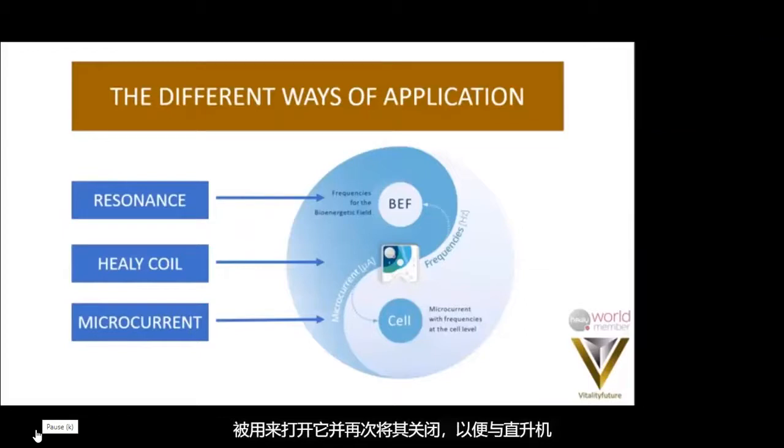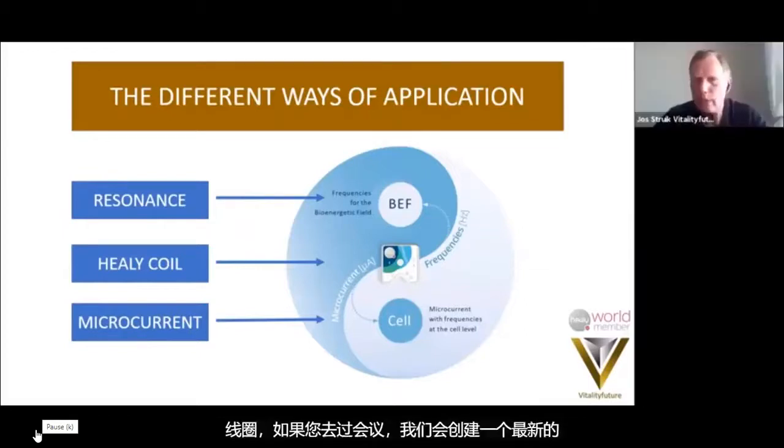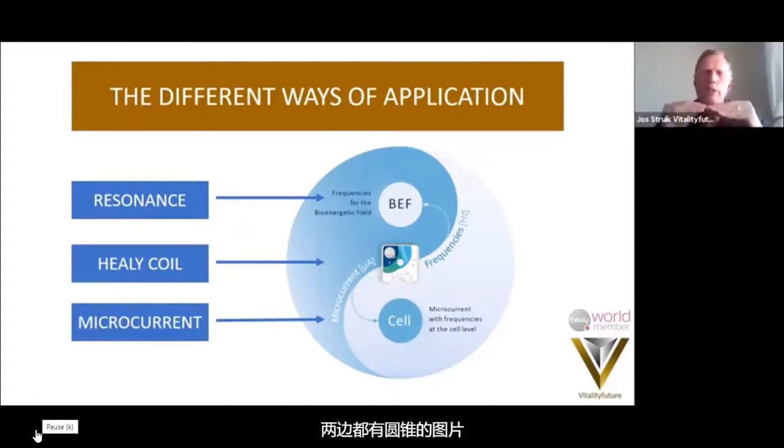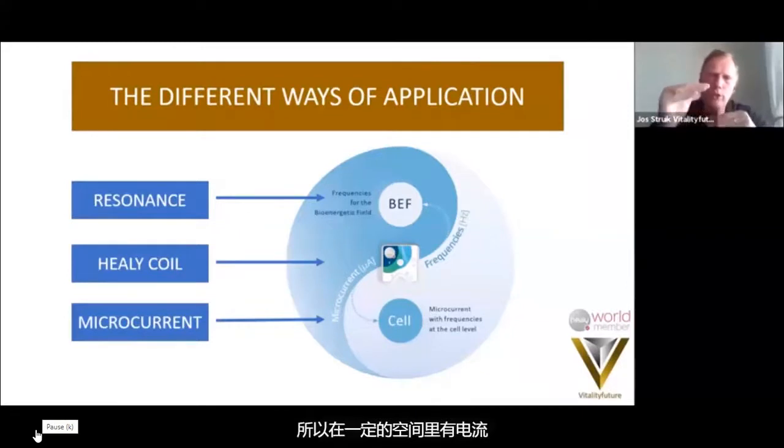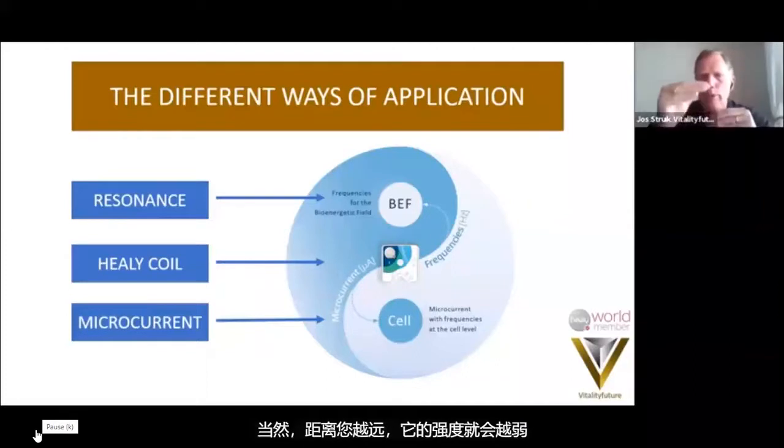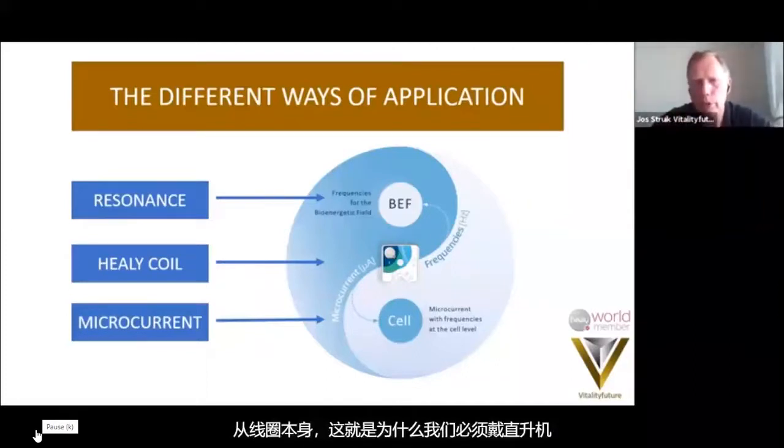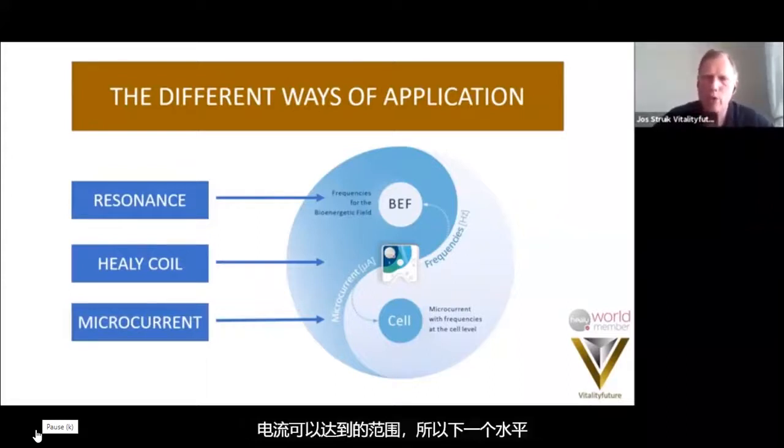So with the Healy coil, we create a current. If you have been to the meeting this week, the Tuesday meeting with Marcus, you saw a picture with a sort of cone on both sides. So for a certain space, there is a current that, of course, will get weaker the farther you get from the coil itself. And that is also why we have to wear the Healy close to our body, with the coil close to our body, because it has a limited range that the current can go to.